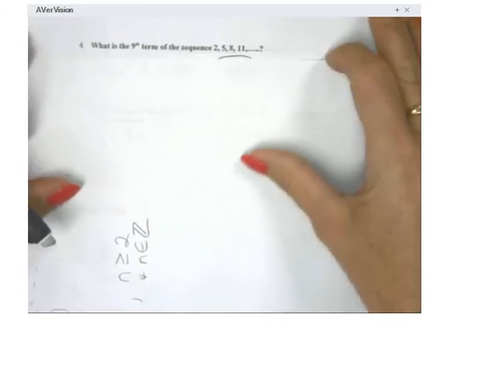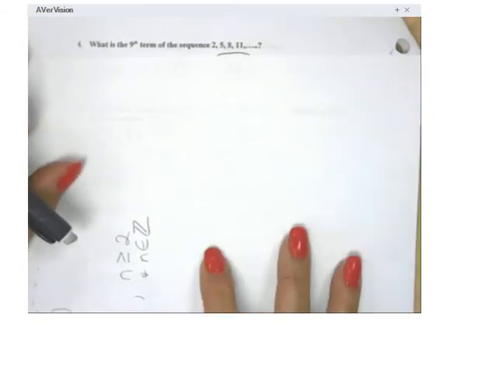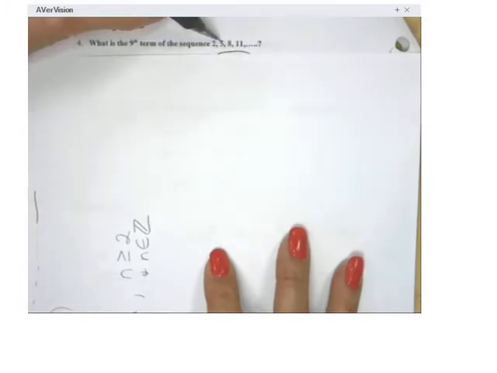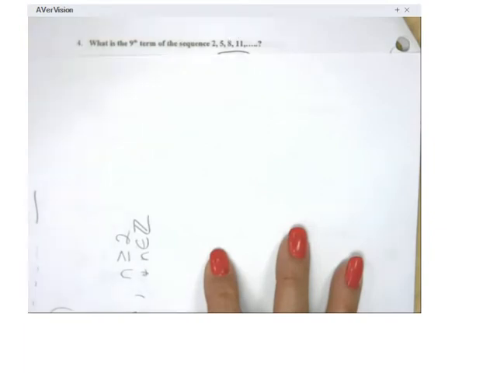Want to find the 9th term of the sequence. Always look at the sequence and see what the pattern is. Looks like I'm adding on 3, adding on 3, adding on 3. It is arithmetic. I'm adding on 3 each time. And I actually know how to find both an explicit and a recursive rule.